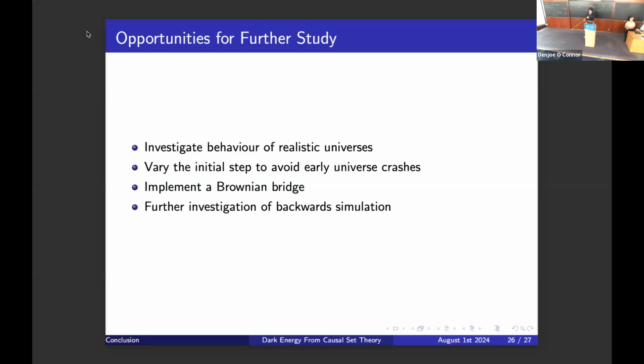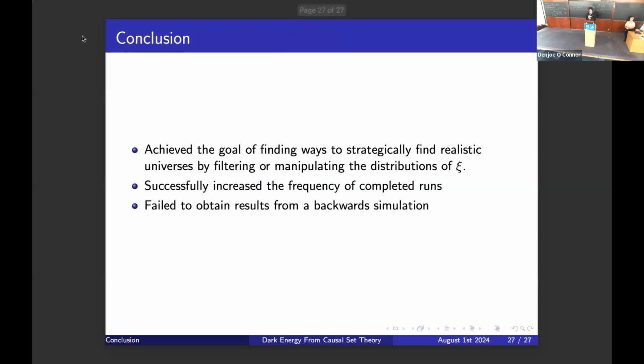Another thing, you could try implementing a Brownian bridge. We tried this a little bit, which is just a random walk that would replace the string of random numbers with a random walk that's conditioned to start at a specified starting place and end at a specified ending place. So you could condition it to end at a modern day value of the Hubble parameter. And you can also try to get the backwards simulation working a bit better, narrow it down a bit as to what's going wrong. So in conclusion, we've achieved our goals of strategically finding realistic universes.